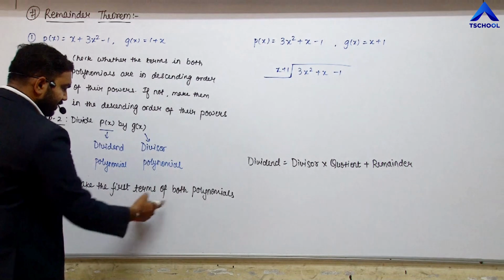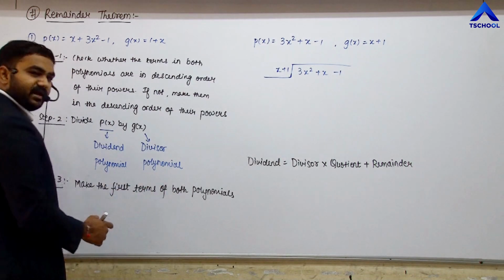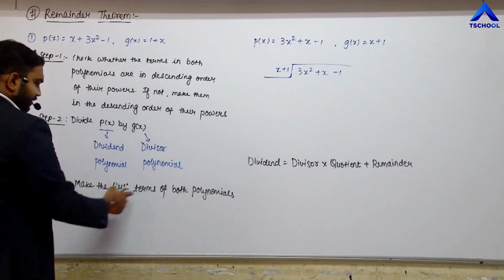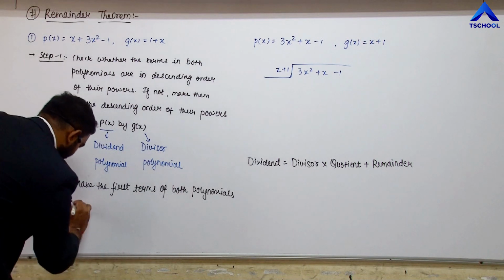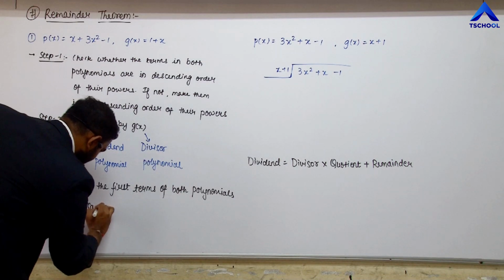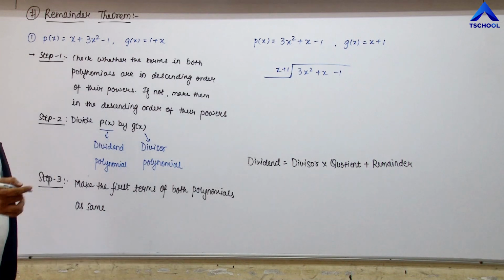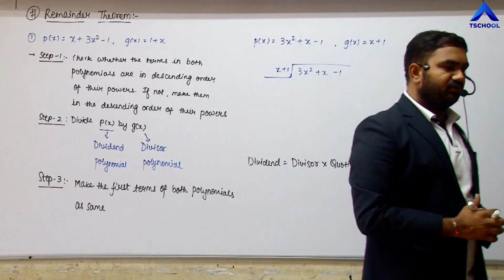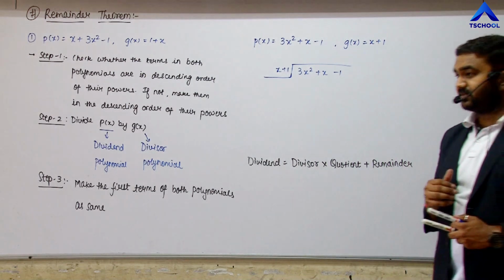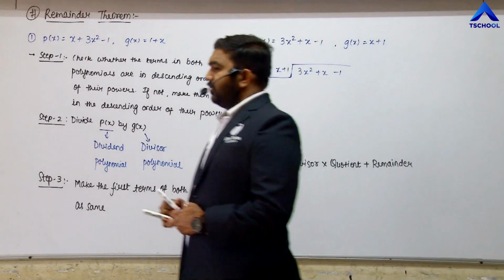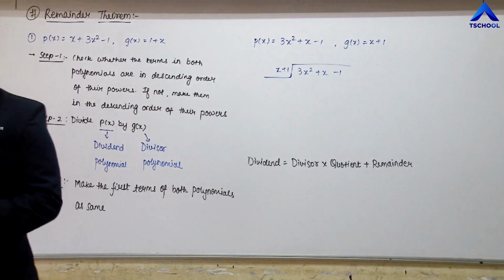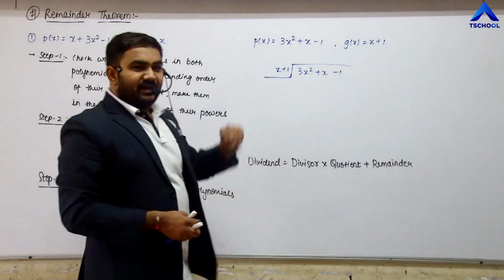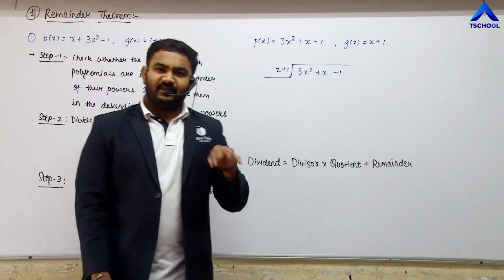Which both polynomials? This both means the divisor and the dividend polynomial. Make the first terms of both the polynomials the same. How to make them the same? So I have written that make the first terms of both the polynomials the same, but how to make them the same is again a question. Now friends, we shall look for the term that is a smaller one than the other.